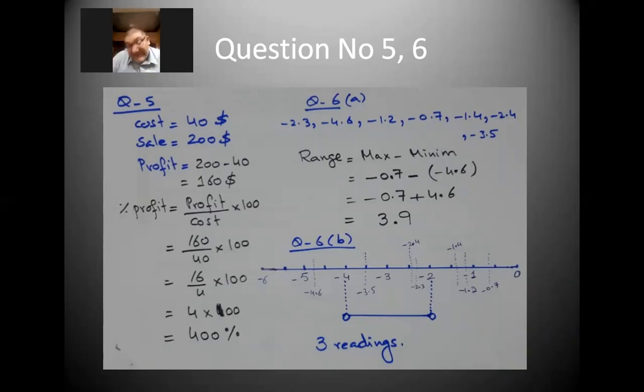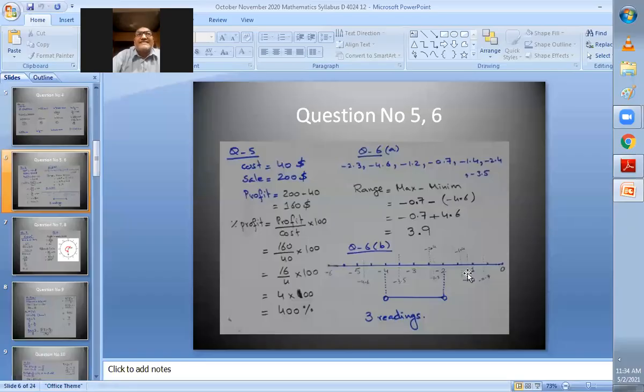This wording is a little tricky, so try to understand how I have drawn a number line. I've shown all the temperatures which were given on that number line. Then he told us that from minus 4 to minus 2, check how many of these temperatures are present. So there are three: minus 3.5, minus 2.4, minus 2.3. Hopefully you have understood. This was question number 6.